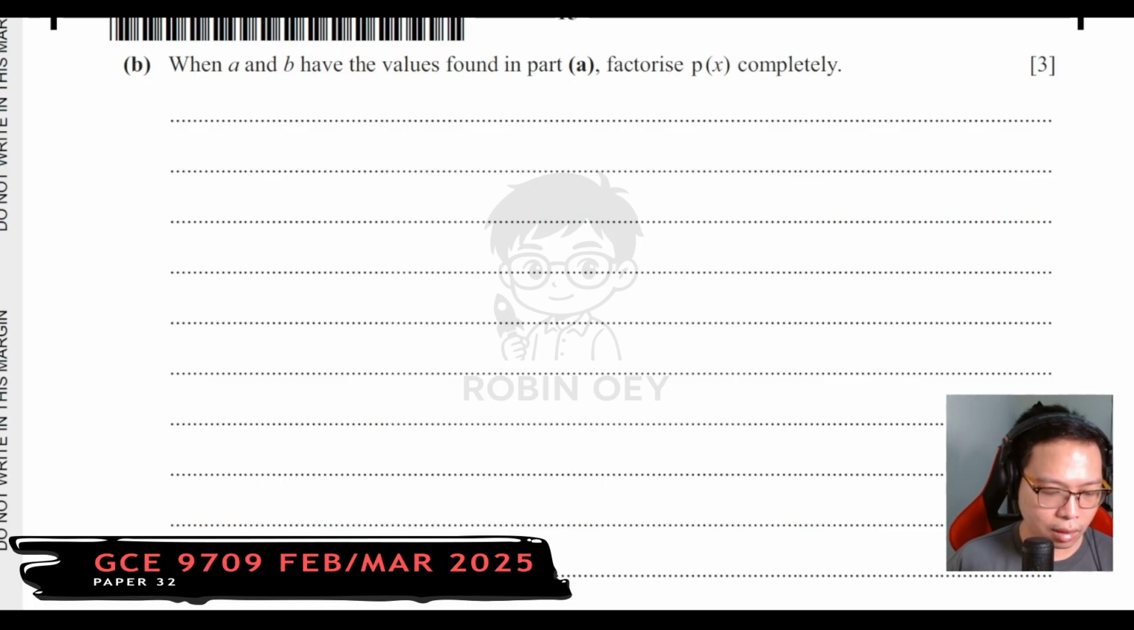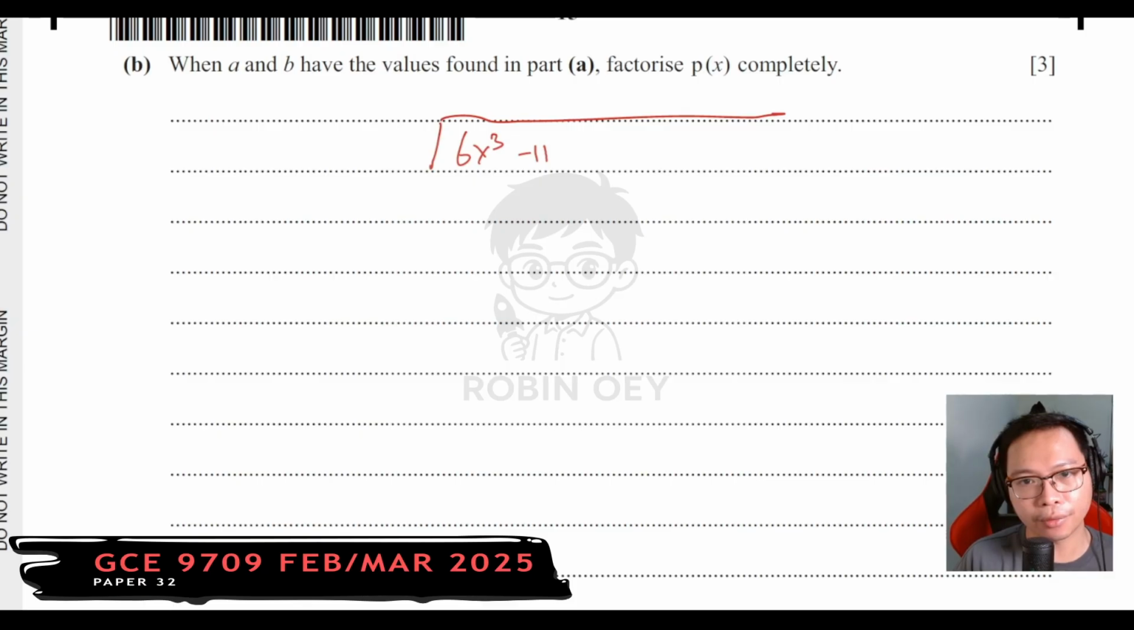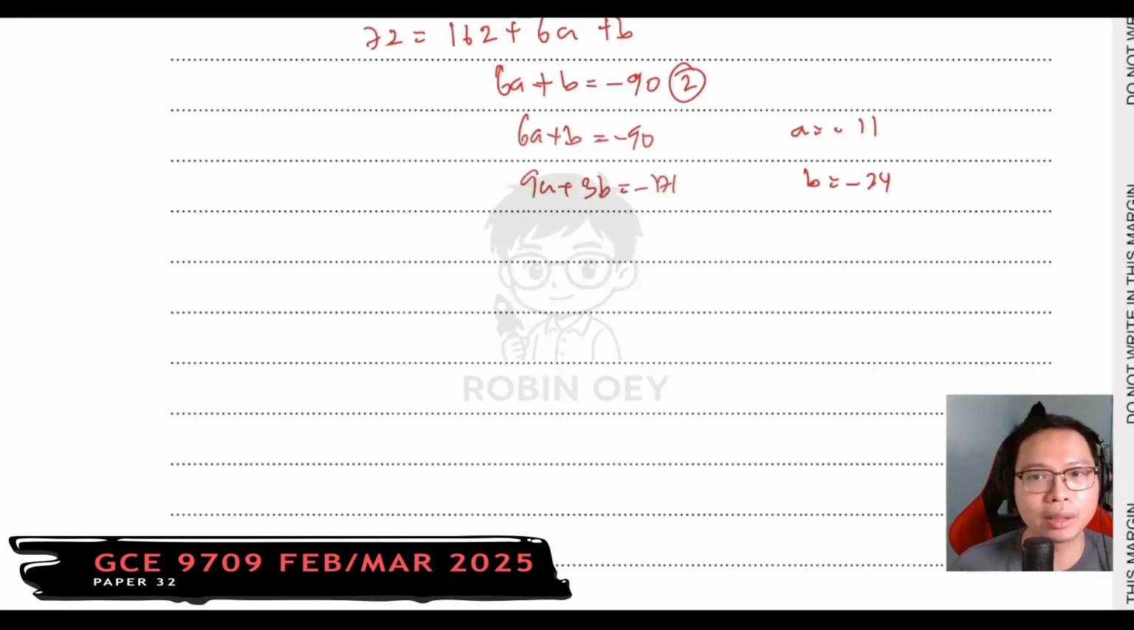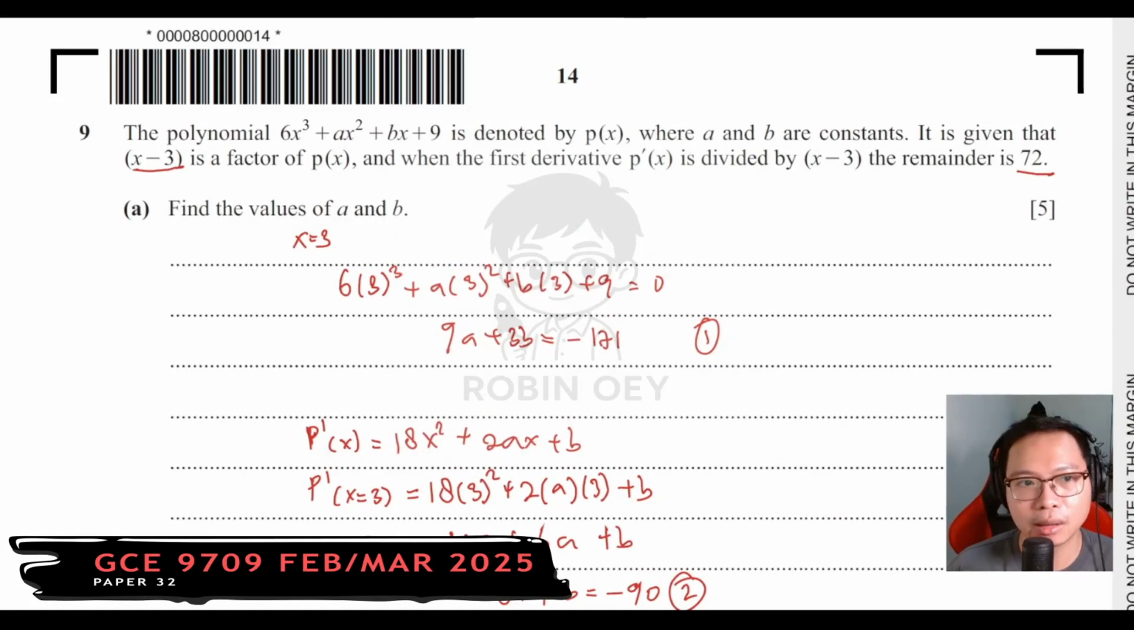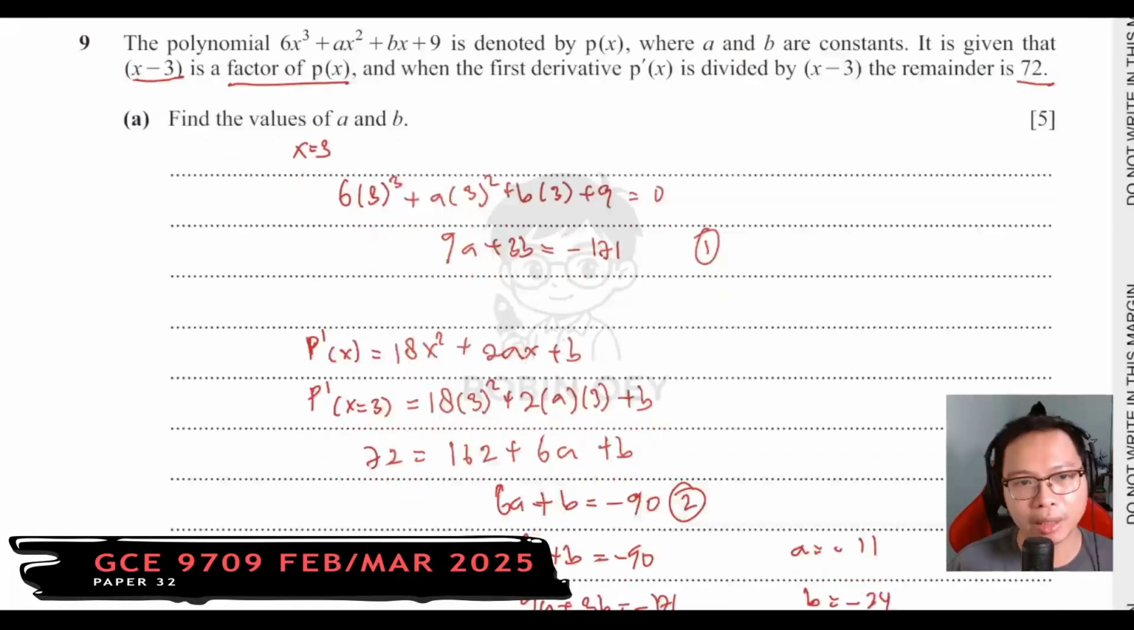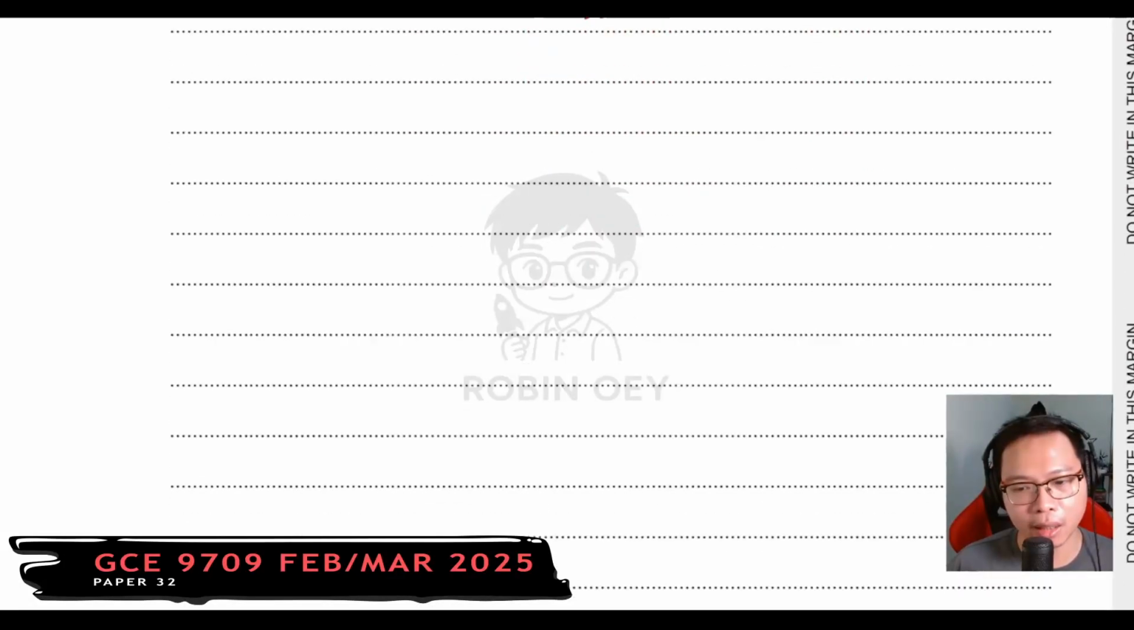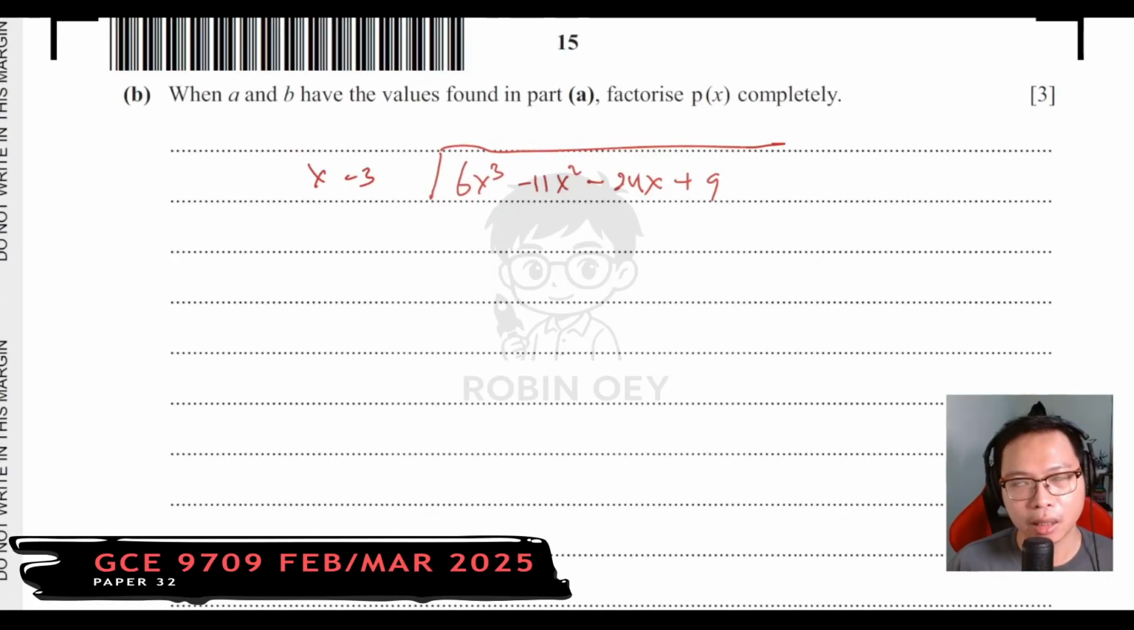To factorize, I just use long division. 6x cubed minus 11x squared minus 24x, which is the one that we just got, plus 9, divided by x minus 3. Why do we divide by x minus 3? Because as the question said previously, x minus 3 is a factor of p(x). So we can divide by that and expect the remainder to be 0.